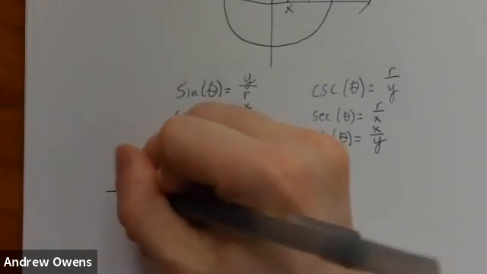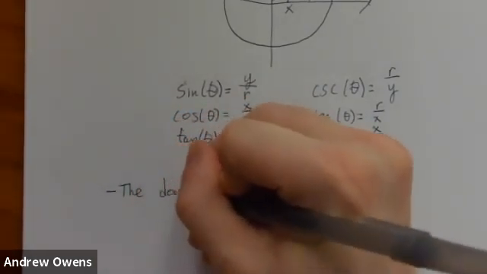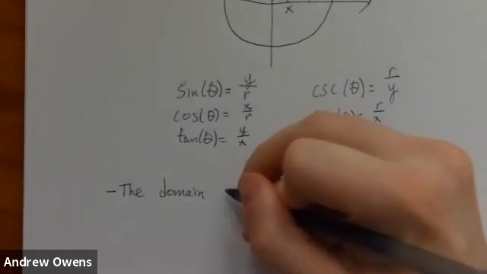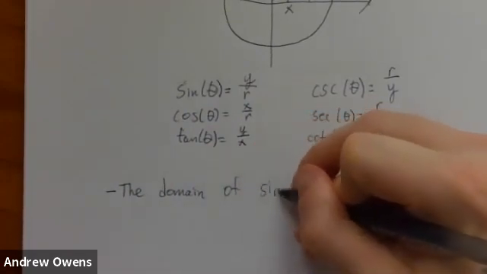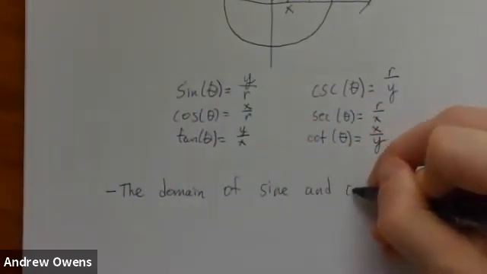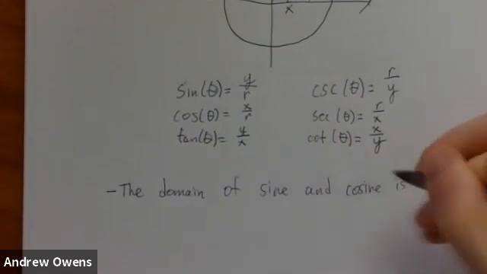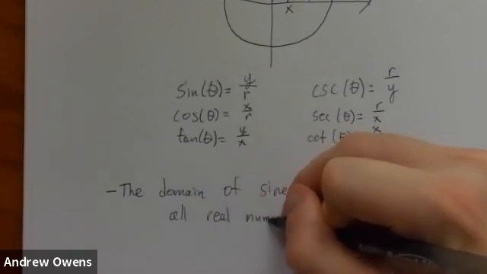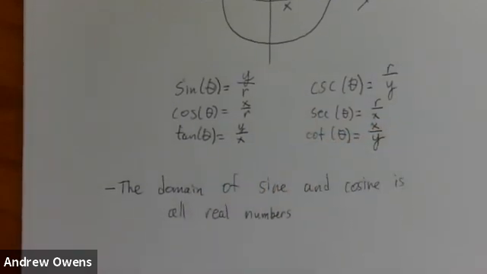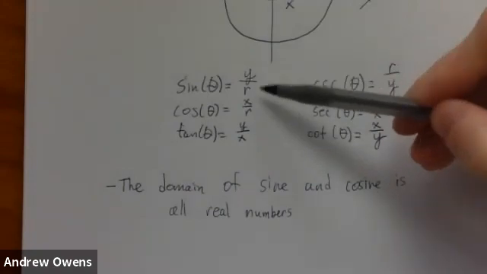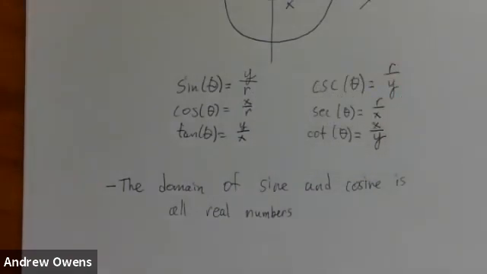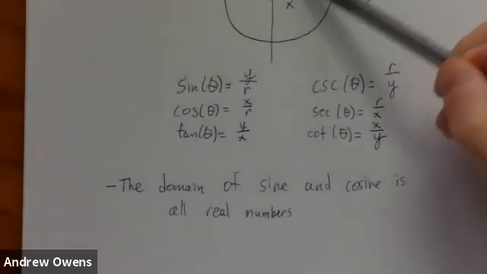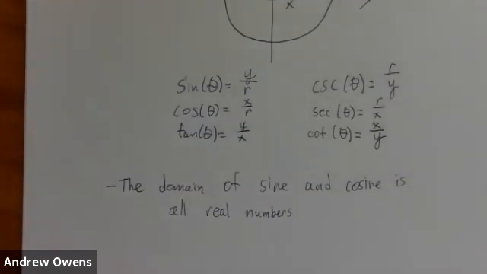Well, the domain of sine and cosine is all real numbers. Right? Sine and cosine both have r in the denominator, which is our radius, and we assume that is some positive value here. So the domain is all real numbers here.